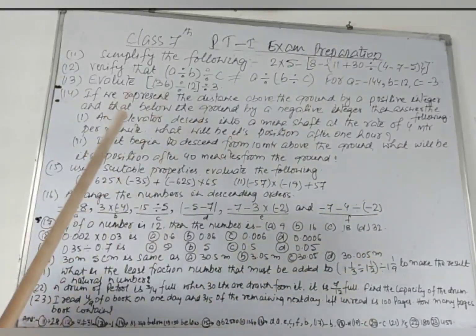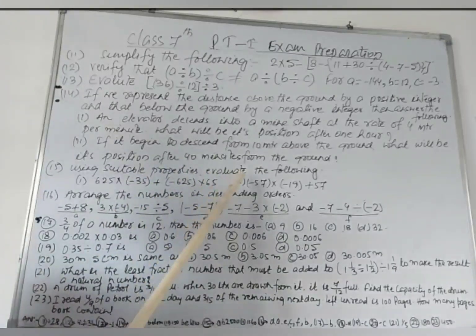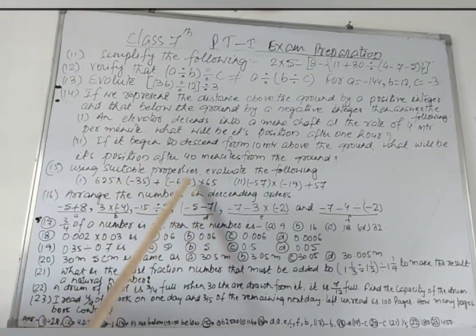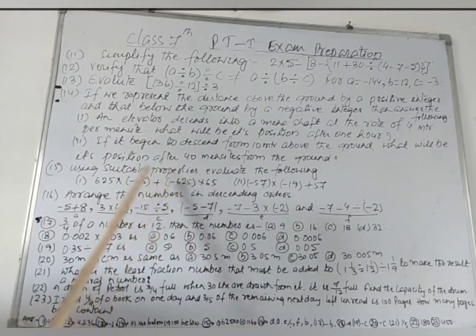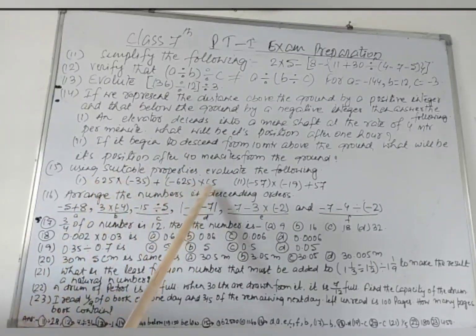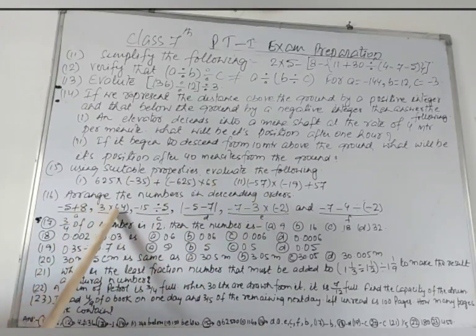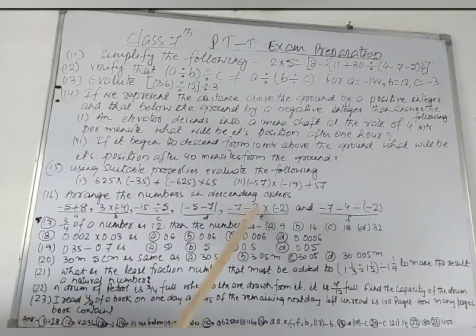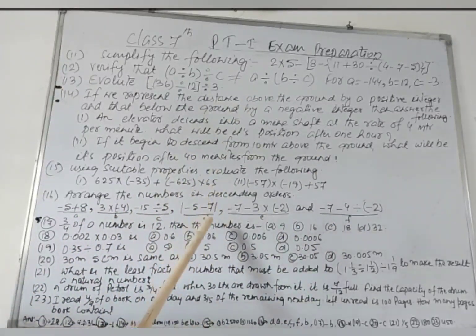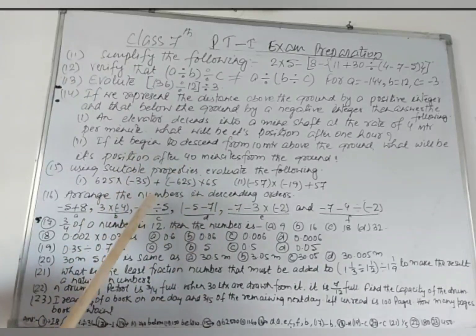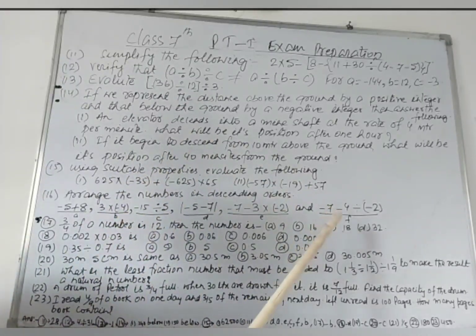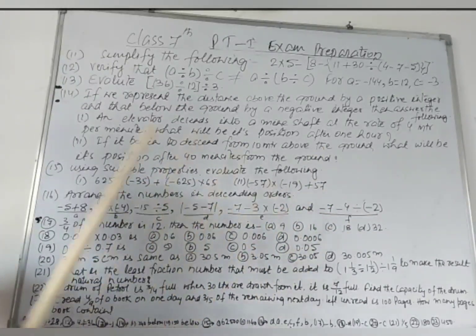How much deep? Using suitable properties, evaluate the following. This one. So you have to use the property, and in brackets you should mention the property used for this one and this two. Arrange the numbers in descending order. These you answer. Okay, calculate, come to the one digit, and then you decide which one is greater and which one is smaller. As per that descending order, greater number first, smaller number last. Like this you have to arrange.